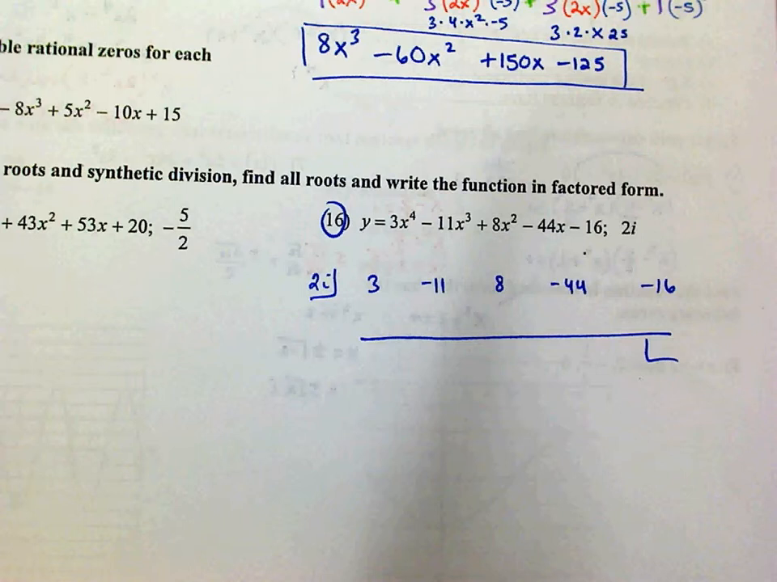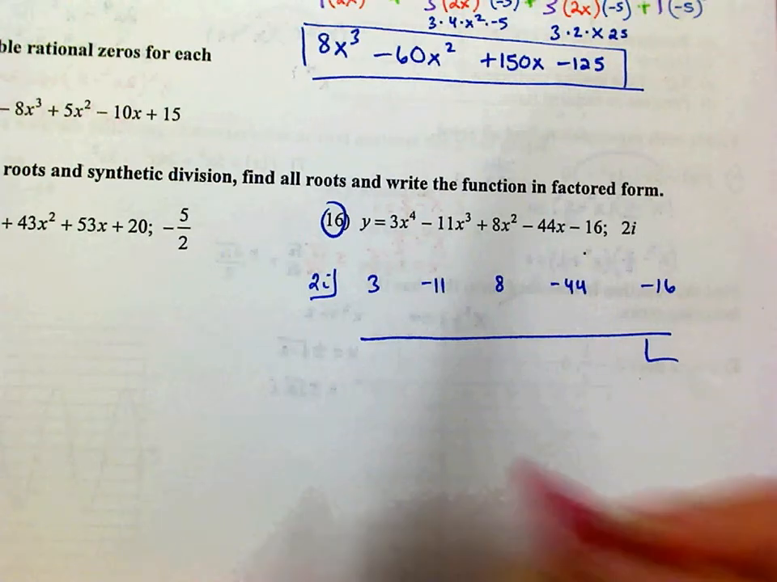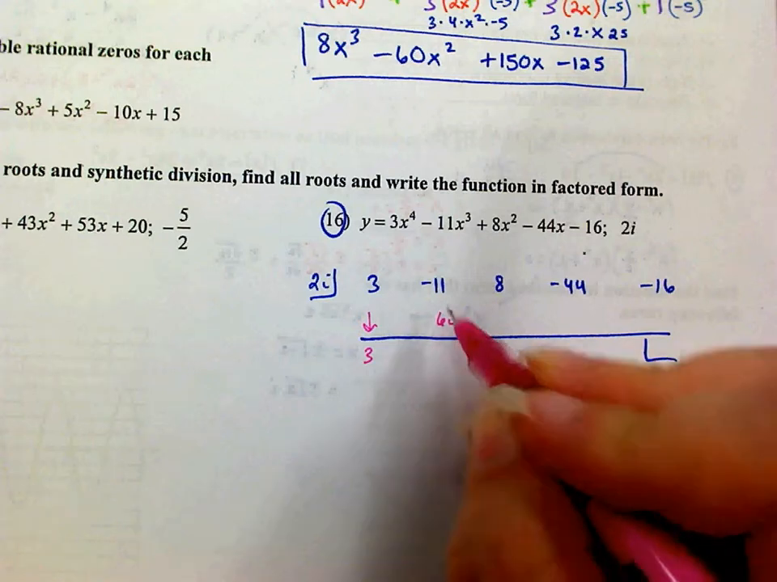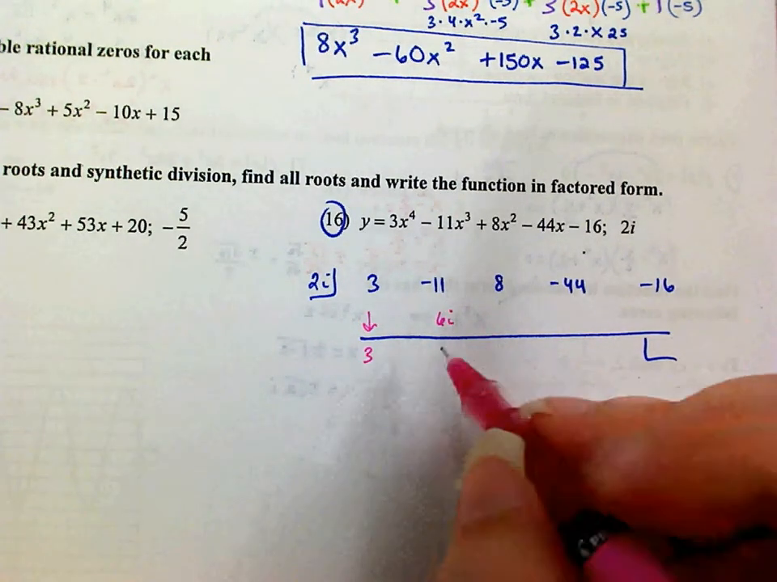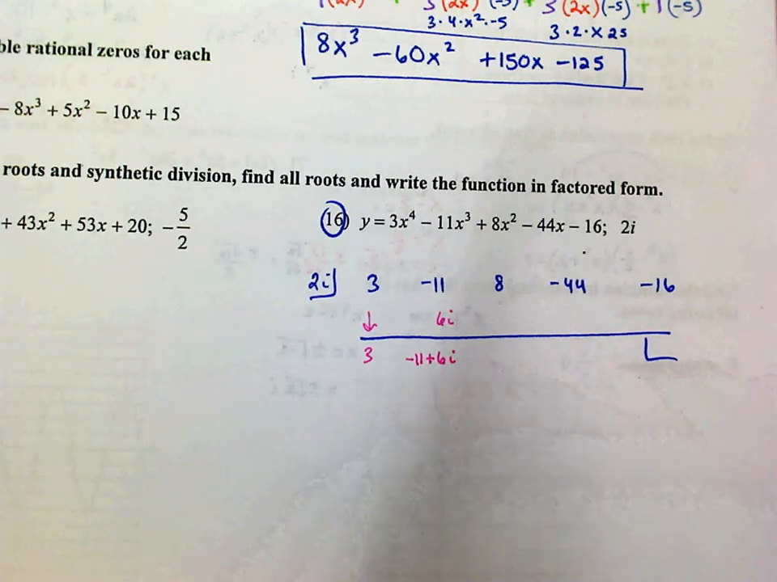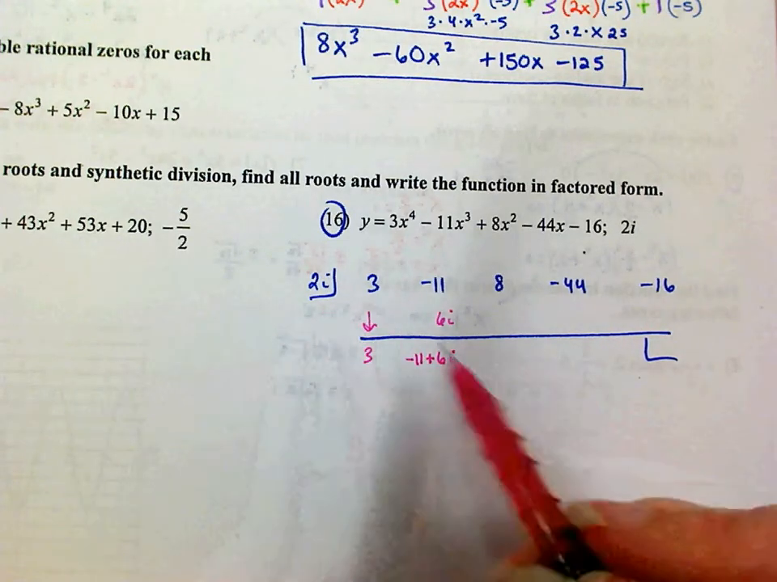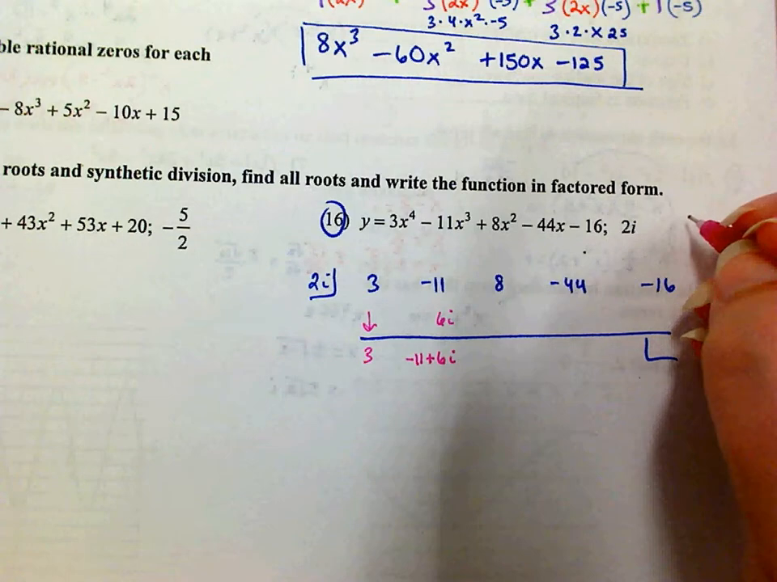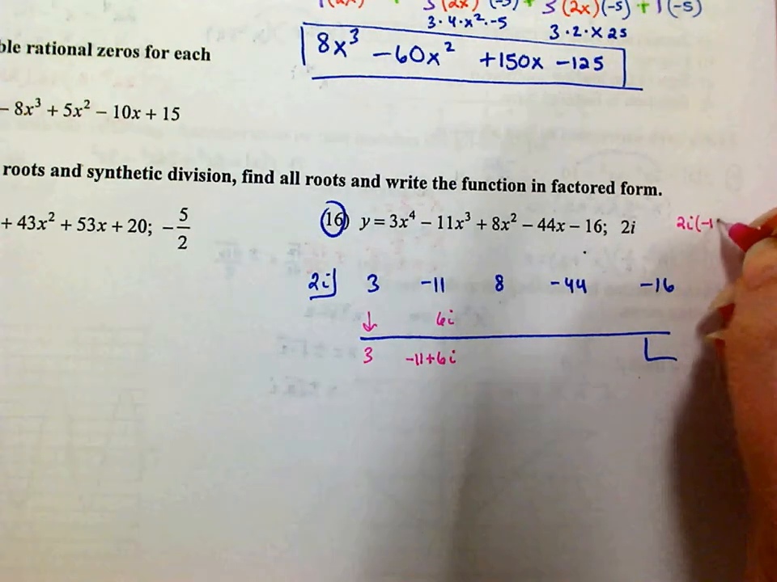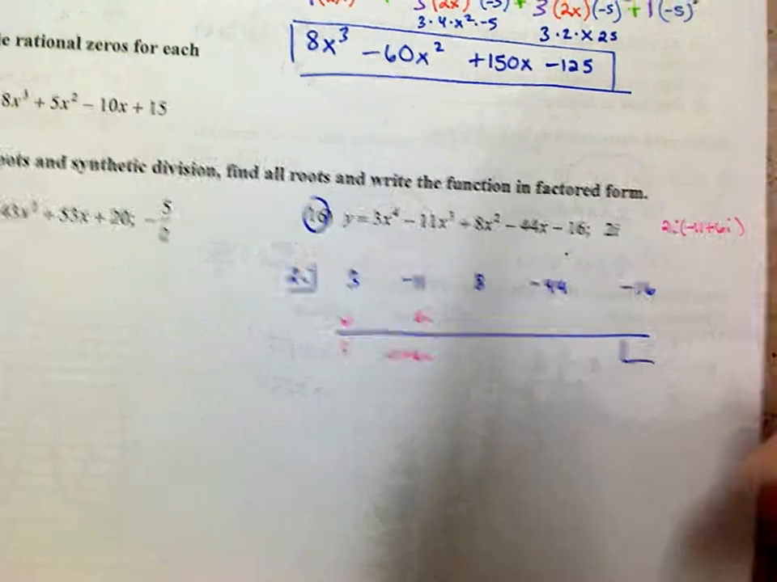So, first I'm going to bring down the 3. 3 times 2i is 6i. One's imaginary, one's real. I can't combine them, so I just have to write them together. Negative 11 plus 6i. Now I'm going to multiply 2i times negative 11 plus 6i. So I'm going to distribute and simplify.